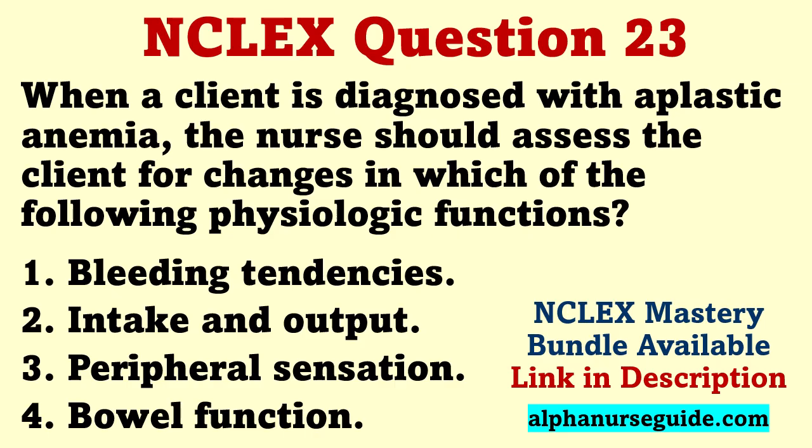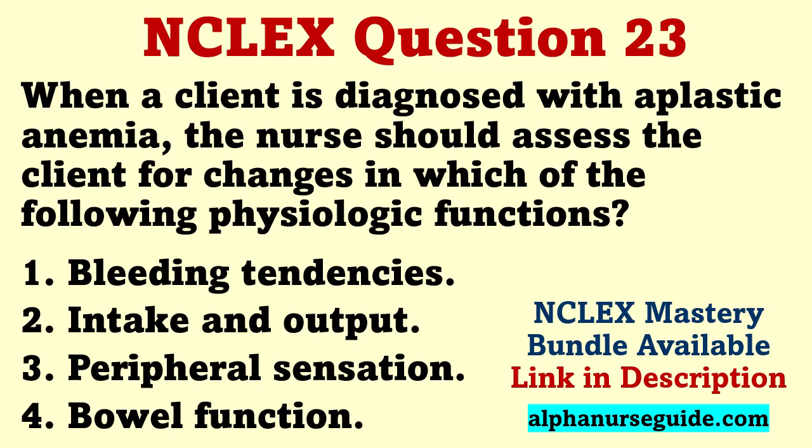When a client is diagnosed with aplastic anemia, the nurse should assess the client for changes in which of the following physiologic functions? 1. Bleeding tendencies. 2. Intake and output. 3. Peripheral sensation. 4. Bowel function. The correct answer is 1.